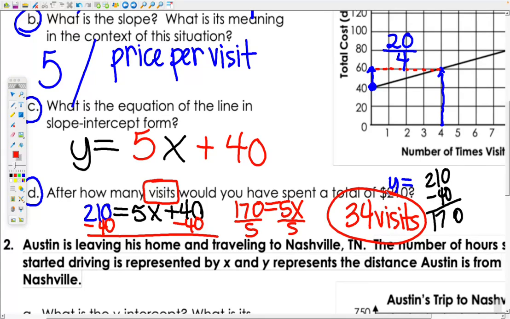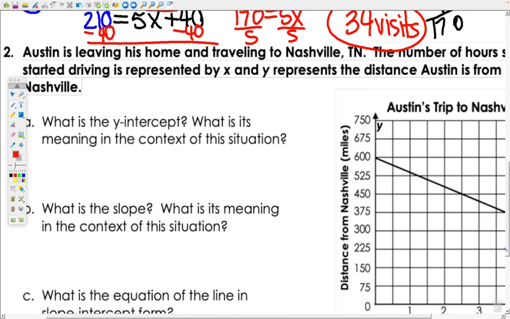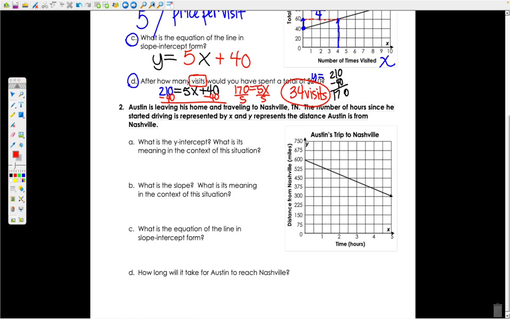The second problem. Okay, we're talking about my boy Austin. He's traveling to Nashville. Please read. If you're not reading out loud, read to yourself. The number of hours since he started driving is represented by X. The Y represents the distance he's from Nashville.